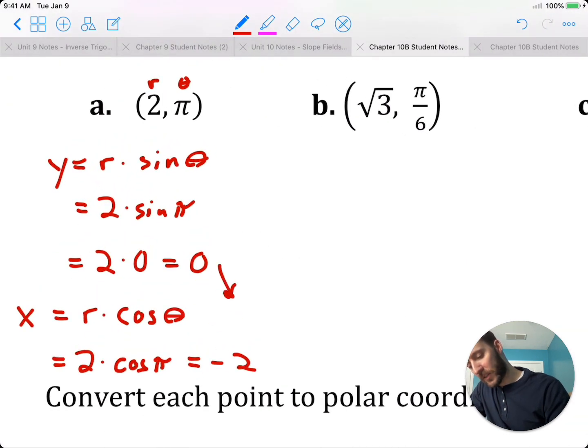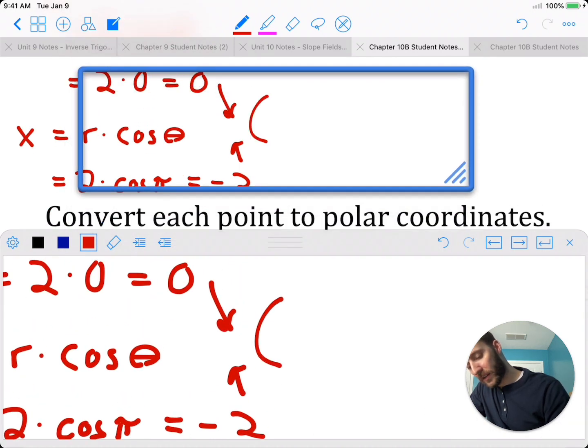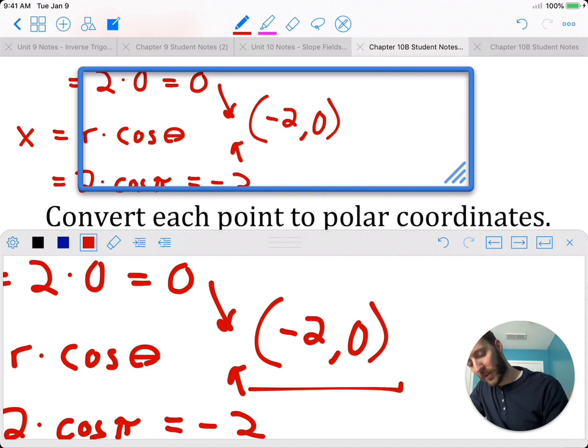So then put these together. You get an ordered pair of -2 comma 0.